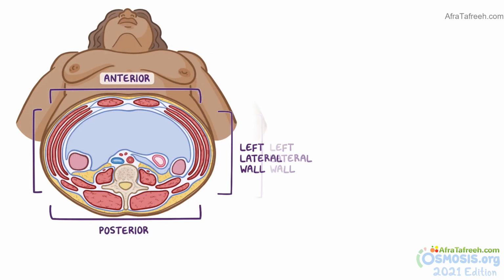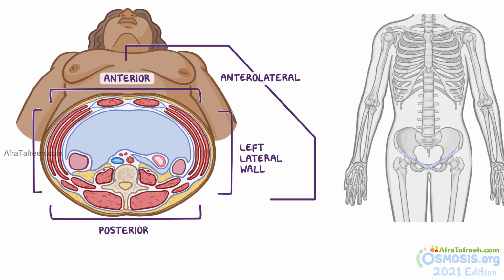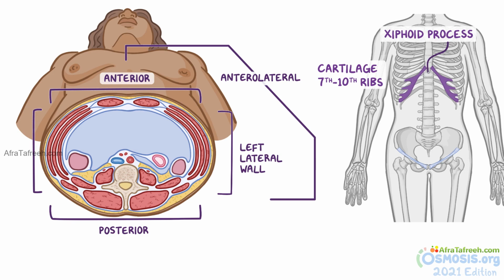Now, the anterior and lateral abdominal walls are collectively known as the anterolateral abdominal wall, mainly because the boundary between the two is not distinct. So the anterolateral abdominal wall extends from the thoracic cage down to the pelvis. More specifically, it's bounded superiorly by the cartilages of the 7th through 10th ribs as well as the xiphoid process, and inferiorly by the inguinal ligament and superior margins of the anterolateral aspects of the pelvic girdle.